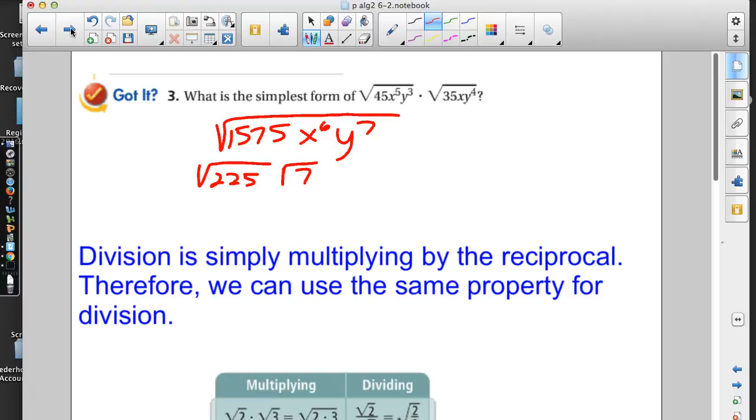Square root of x to the 6th, x to the 3rd. Square root of y to the 7th, y to the 3rd. But ugly remainder. Ugly remainder of 1. So 2 goes into 7 3 times with an ugly remainder of 1. So square root of 225, 15.